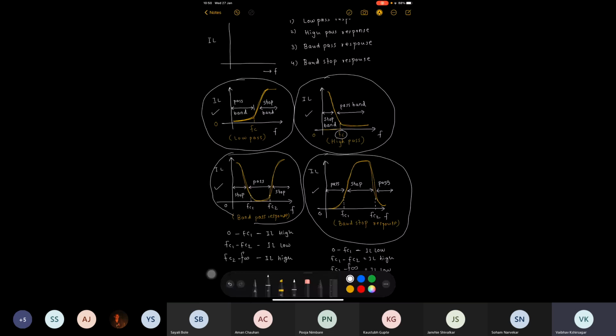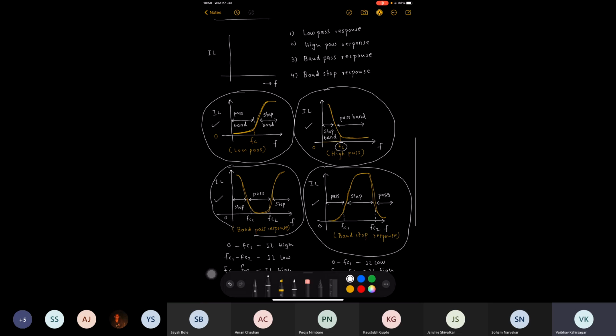So here we saw in brief how the behavior of an RF filter looks when plotted as insertion loss versus frequency. The four main filter characteristics we saw are the low pass response, high pass response, band pass response, and band stop response, plotted with respect to insertion loss. Do you have any doubt in understanding the filter behavior? Yes, student?